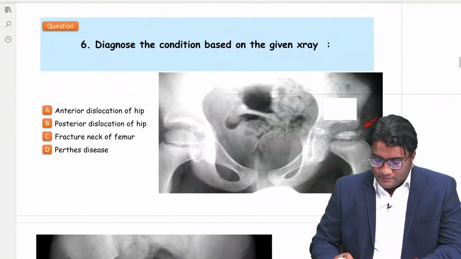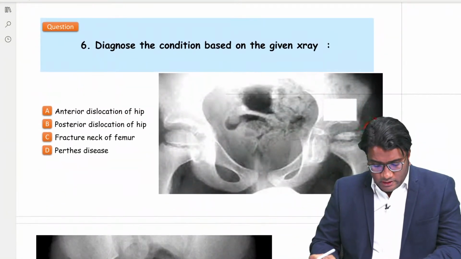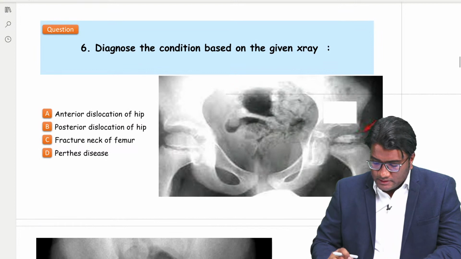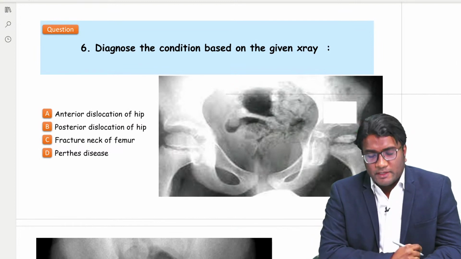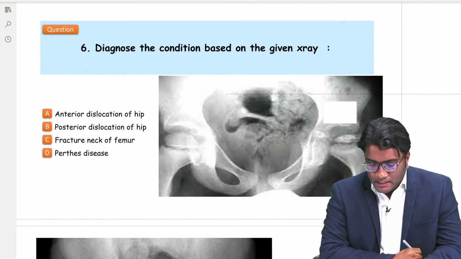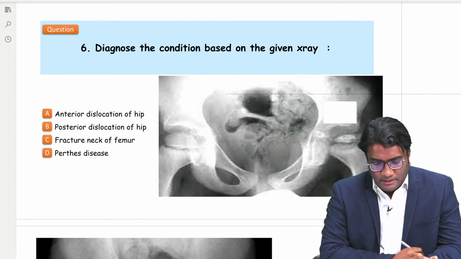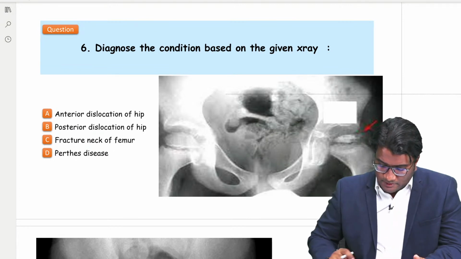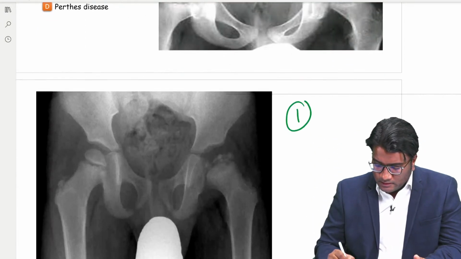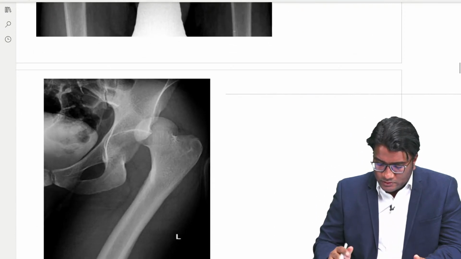Next one. This one was a little controversial. I got different students giving different opinions on this radiograph, but let me see what all you answer. What do you think? Diagnosis of the condition given on the given X-ray. So was the image something similar like this? Anterior dislocation of hip, posterior dislocation of hip, fracture neck of femur, Perthes disease. Was the image like this one or was it like this two?